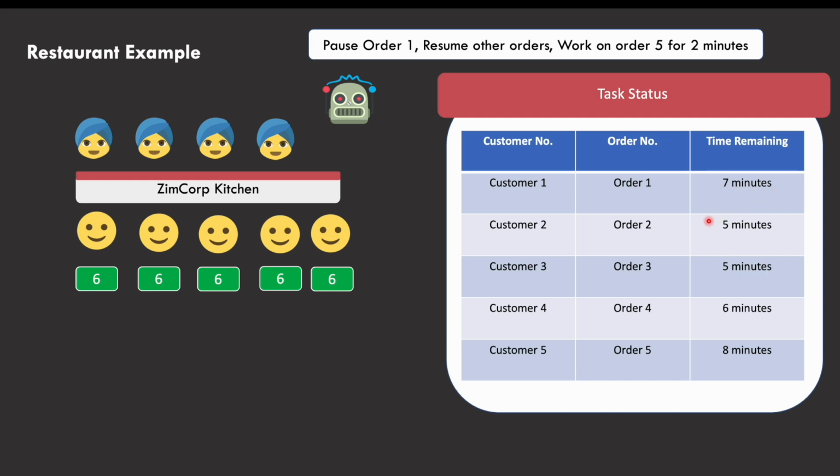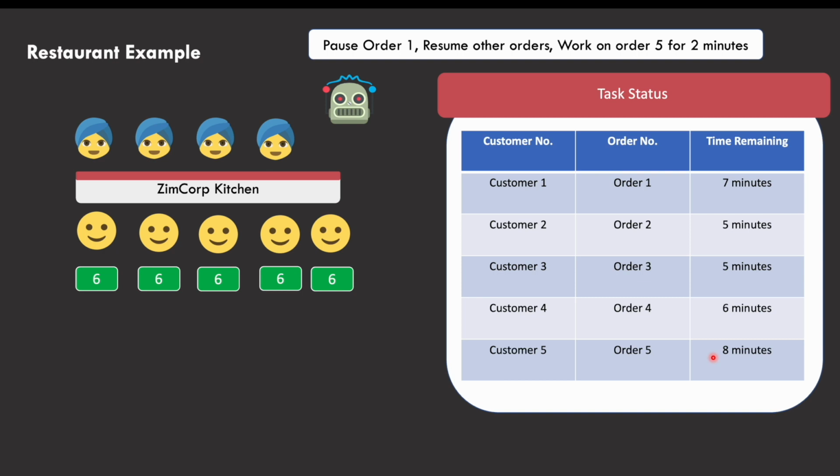Others are still running. Customer order 2, 3 and 4 are still running, so 2 minutes subtracted from each of them. So earlier order 2 had 7 minutes remaining, now it's 5 minutes remaining. Order 3 also had 7 minutes remaining, now it's 5 minutes remaining. And order 4 had 8 minutes remaining, and now it's 6 minutes remaining.